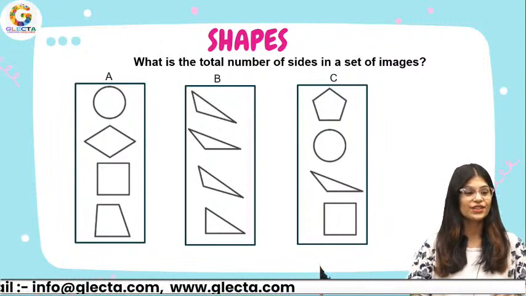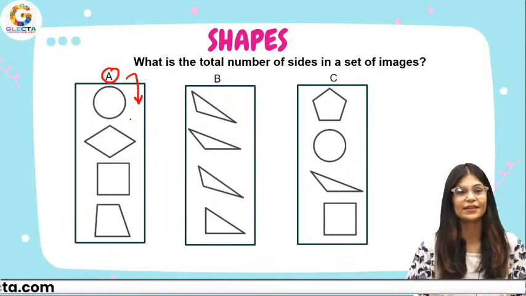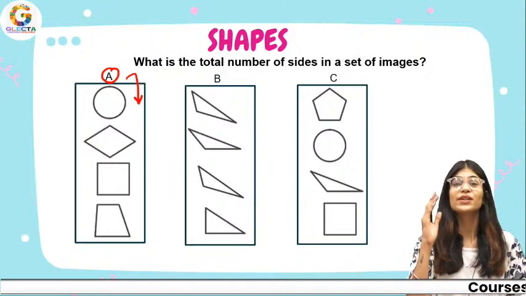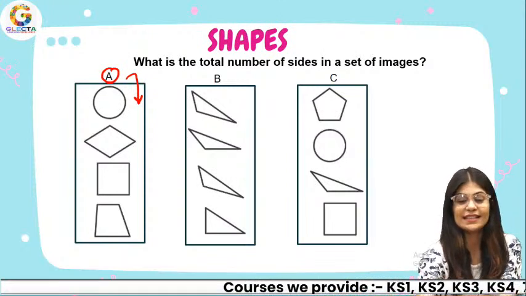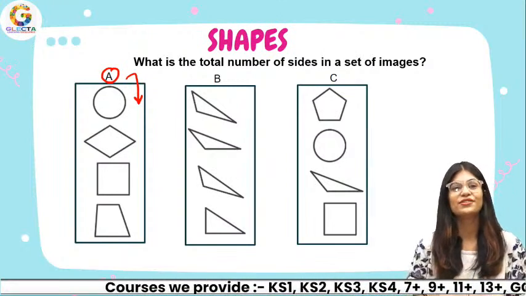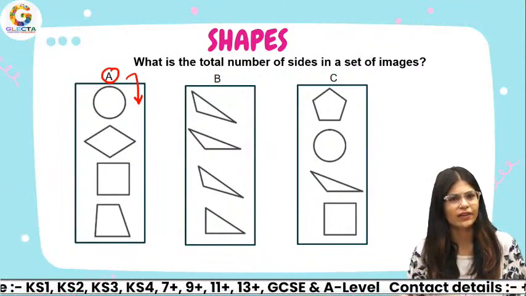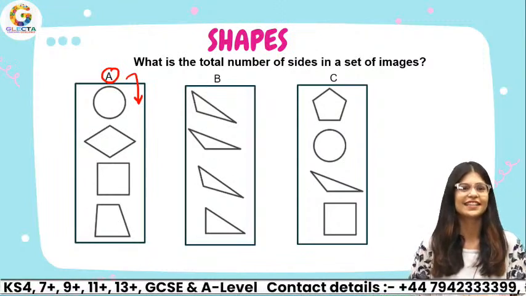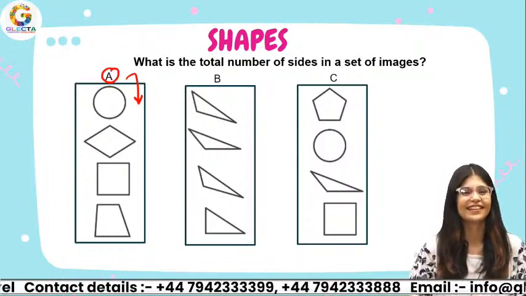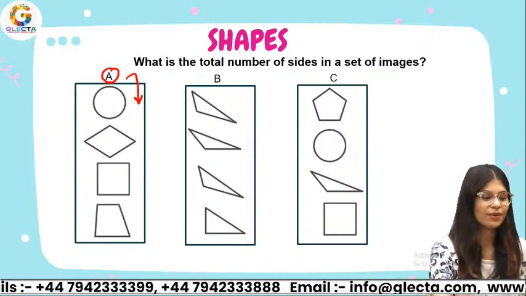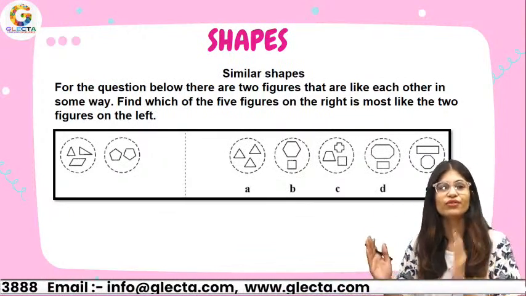Okay. Now, do you see A? Can anyone tell me how many sides you have in A? 12. There you go. Yes, the similarity between A, B, and C is that the total number of sides in all of them is 12. Pretty easy again, right? All you have to do is count the sides. So now let's try this. Same concept, just count the number of sides.